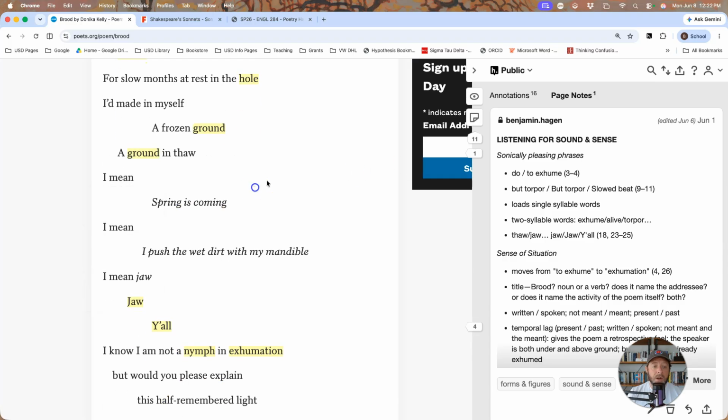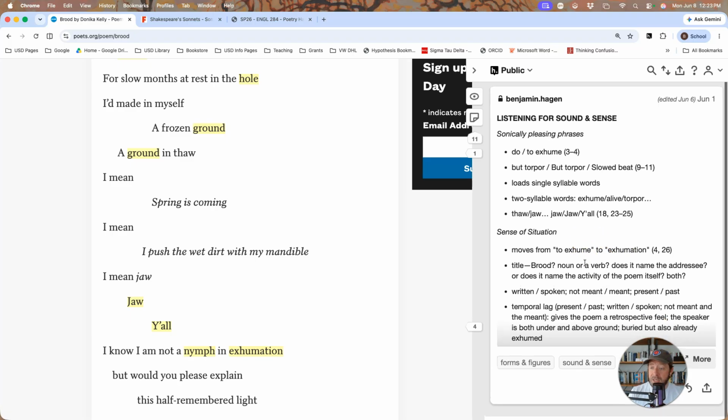Sorry, it's a little unclear what "spring is coming" is meant to replace. Maybe "a ground in thaw," "a frozen ground, a ground in thaw. I mean, spring is coming. I mean, I push the wet dirt with my mandible. I mean, jaw." So here, "jaw" potentially replaces "mandible," and it's a little unclear why that slide. Maybe because we tend not to talk about human mandibles, but talk about jaws, whereas "mandible" might be something we associate more with insects or cicadas.